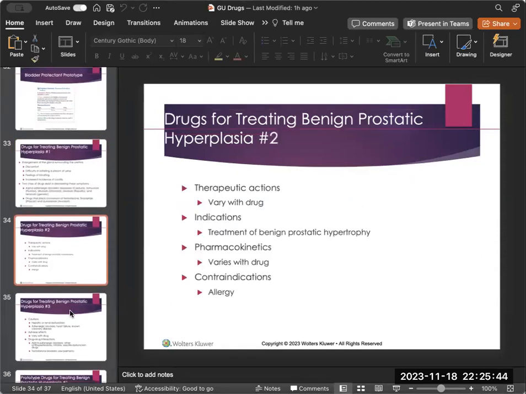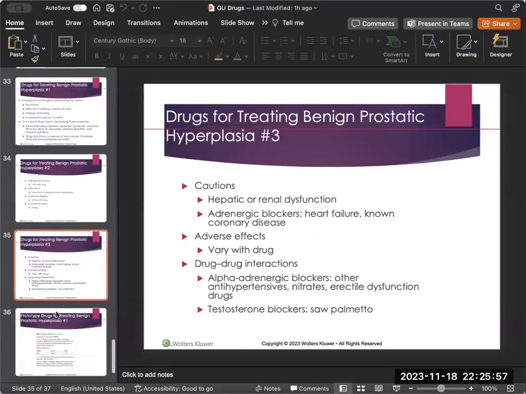So therapeutic actions depend on which drug. Usually tamsulosin and doxazosin are the drugs of choice. They treat benign prostatic hypertrophy, okay? Contraindications: allergies. Always use caution with hepatic and renal dysfunction. We're seeing that always, right? Also, if they have even more urine obstruction, that won't be good.